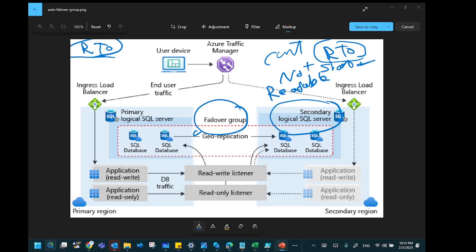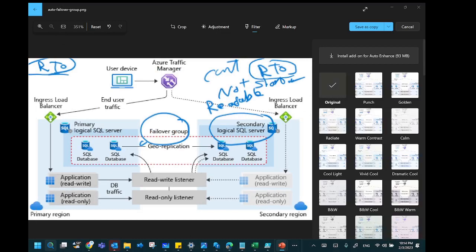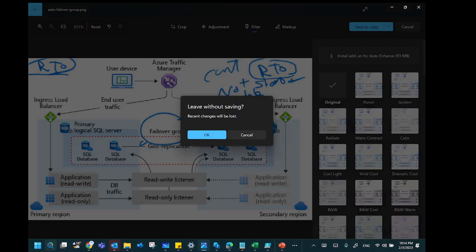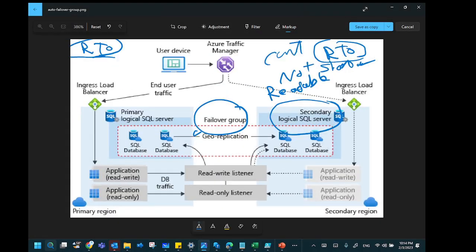So let's go with geo-replication to understand more. Geo-replication provides disaster recovery capability by replicating data to a secondary region, where it can be failed over for unexpected disruptions such as natural disasters, as we mentioned, or maybe a regional outage.